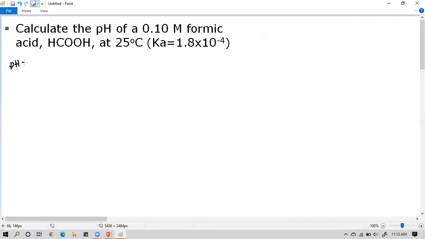Ayan, no? It's just pH equals negative log of 0.1 molar. Ayan. So, negative log lang ng 0.1 molar. Ayan, may sagot ka na, sir. Sir, ang sagot po ay 1.